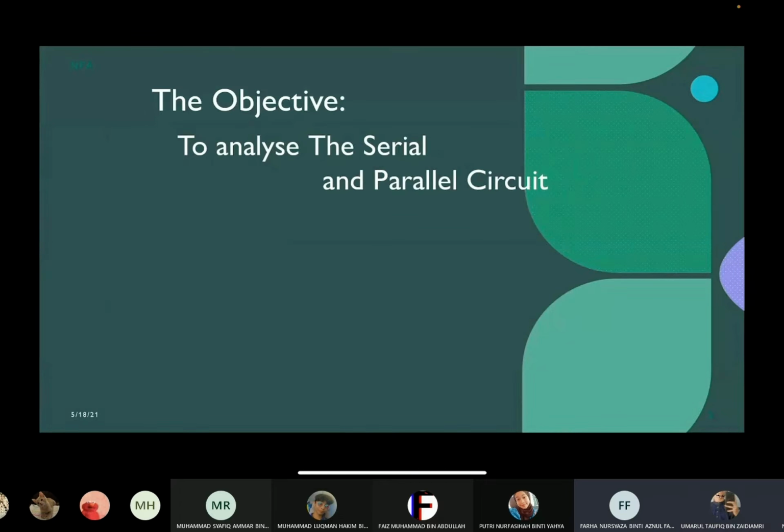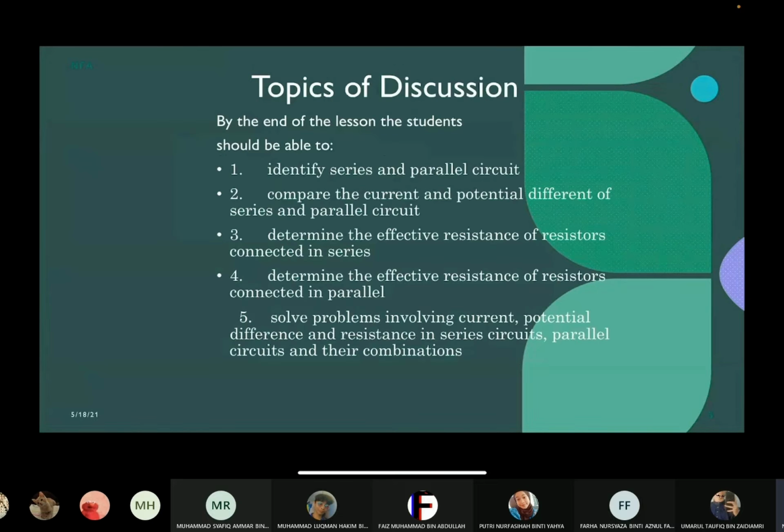So some of you say series, some of you say parallel. Okay, nanti kita tengok which one is the best answer. Okay, so the objective today is to analyze series and parallel circuit. So you should be able to identify series and parallel circuit.